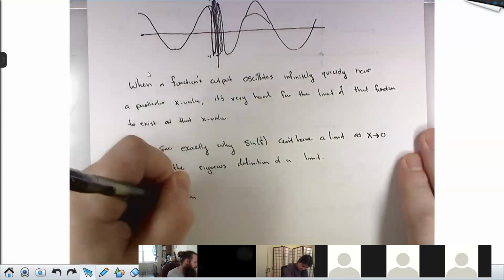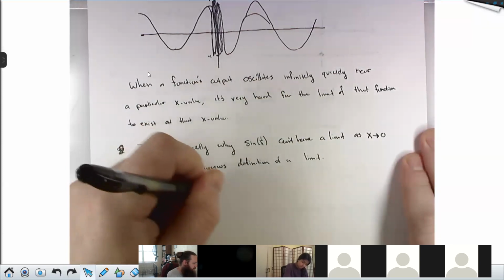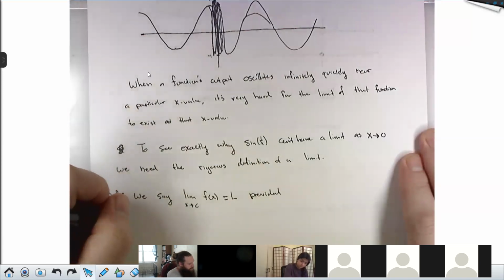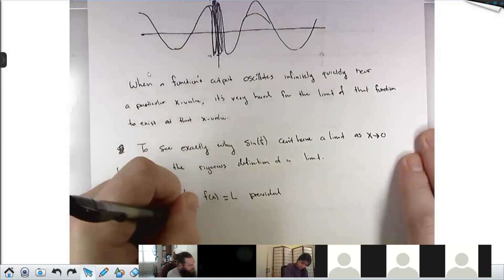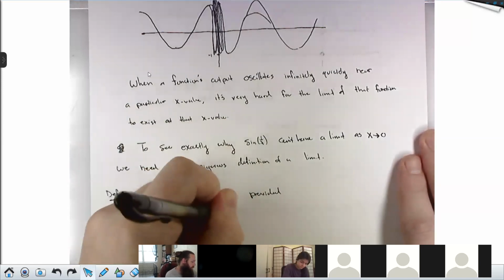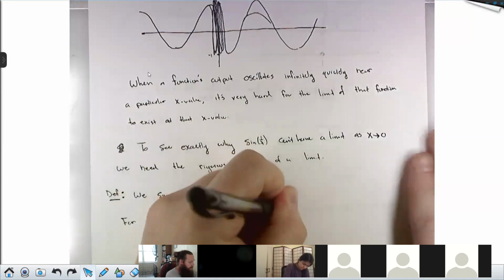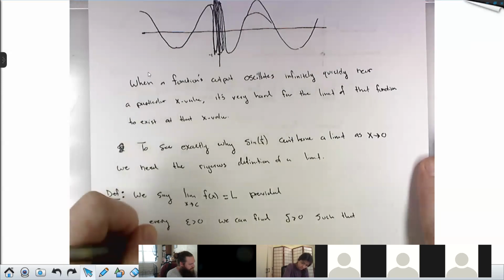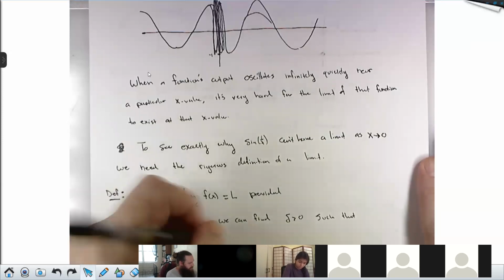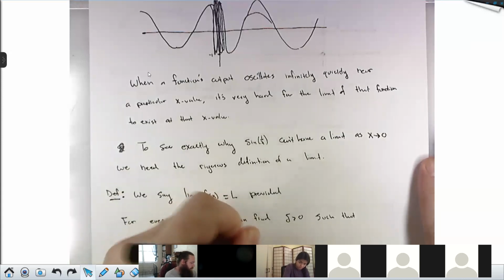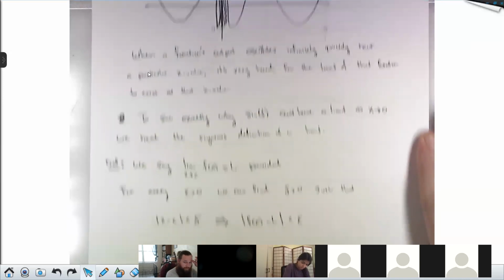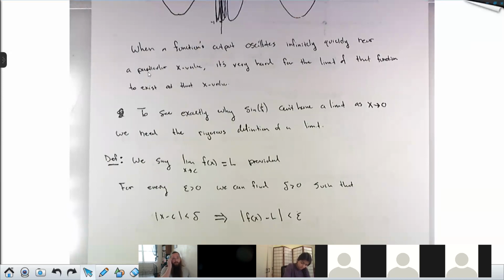We say that the limit as x approaches c of f of x is equal to L, provided for every positive number epsilon, we can find another positive number delta such that if the absolute value of x minus c is smaller than delta, then the absolute value of f of x minus L will be smaller than epsilon. That's the idea.